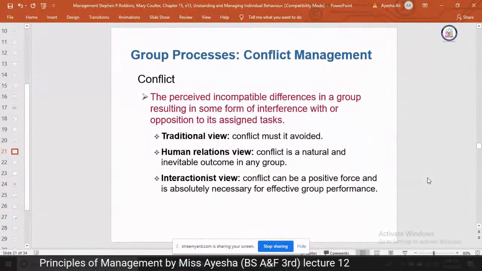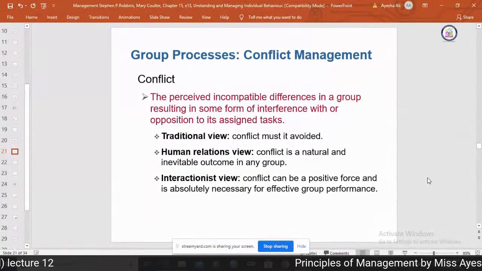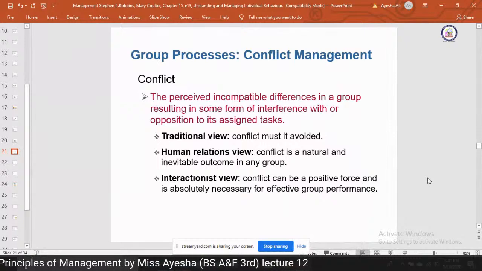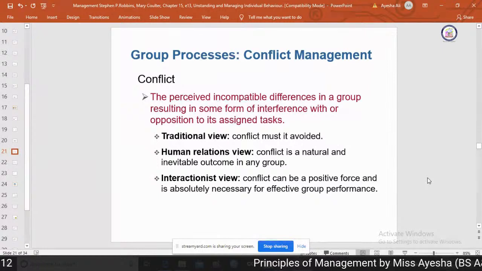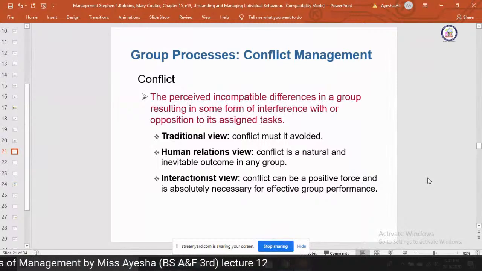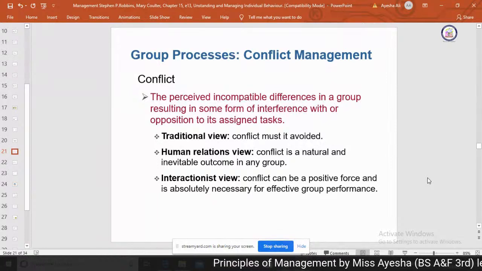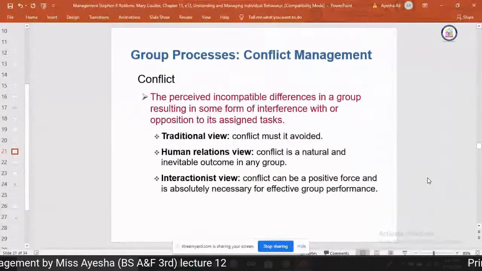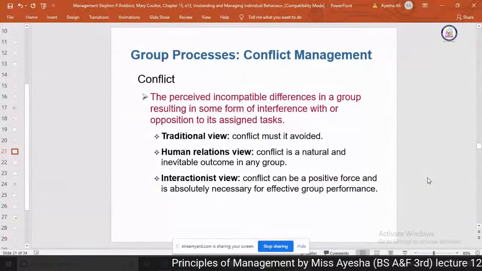And the interactionist view is that conflict can be a positive force. It can be positive and absolutely necessary for effective group performance. If we have conflict, it means everyone is thinking. They are not dependent on each other; they are thinking independently, working on their own minds, thoughts and ideas. So this is also good, and we can lead them in a positive way and take advantage of it.